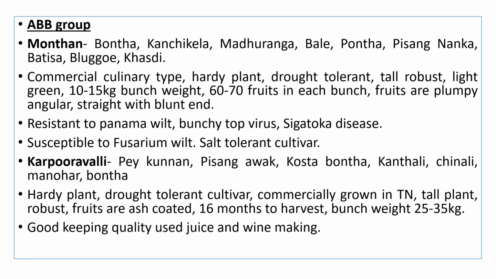Coming to the ABB group, Monthan, it has several other names like Bonda, Kanchikela, you can read. It is a commercial culinary type, hardy plant, drought tolerant. Bunch weight is 10 to 15 kilogram and 60 to 70 fruits in each bunch. Resistant to Panama wilt, bunchy top, and Sigatoka disease. Susceptible to fusarium wilt, and this is also a salt tolerant cultivar. Monthan is a salt tolerant cultivar.